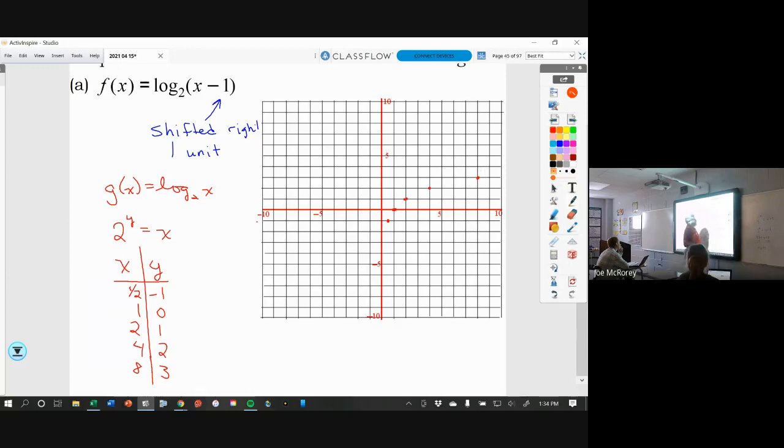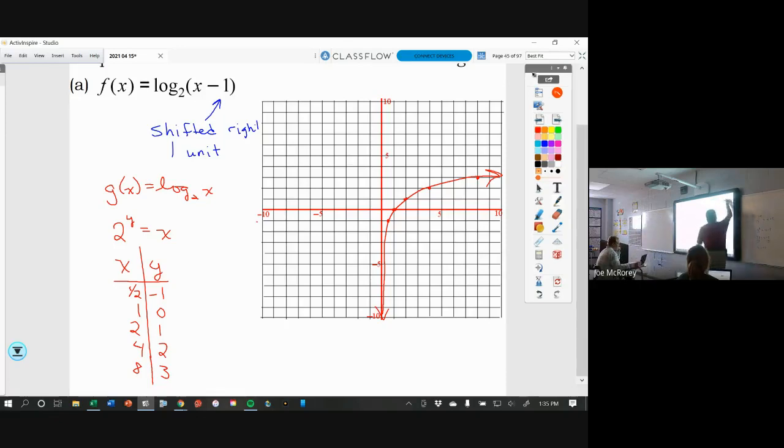Okay. This is the graph. I'm going to draw the graph of g of x, which is log base 2 of x. So we have a vertical asymptote really close here. Okay, so here is log base 2 of x. But that's not what we were asked to graph. We were asked to graph that function.